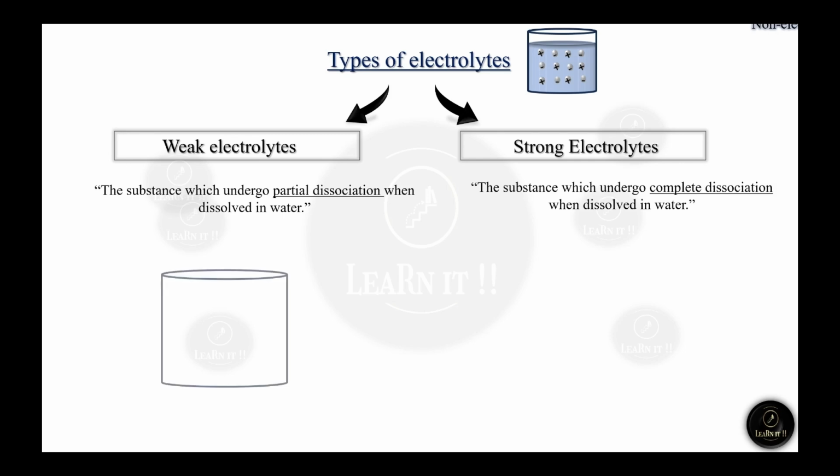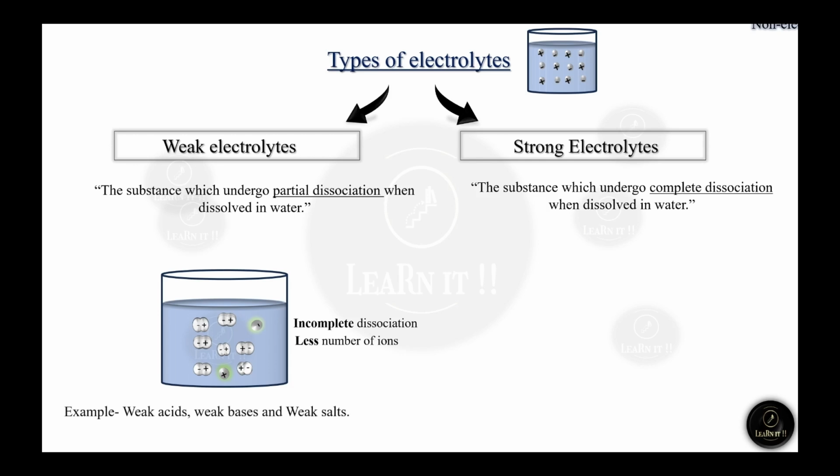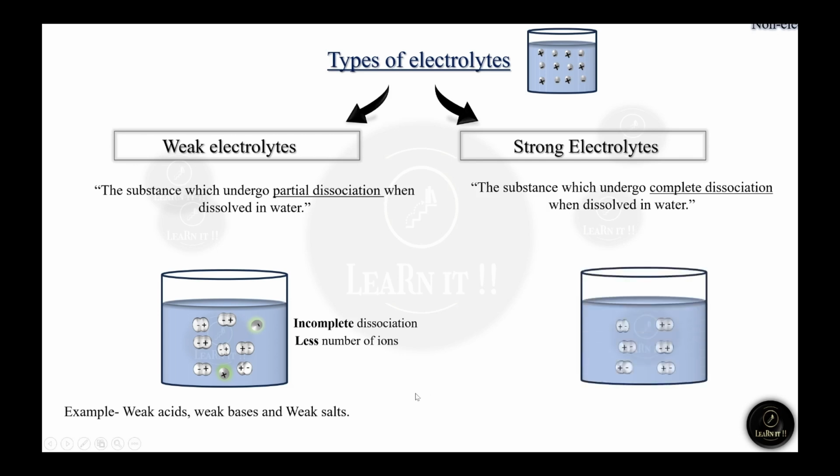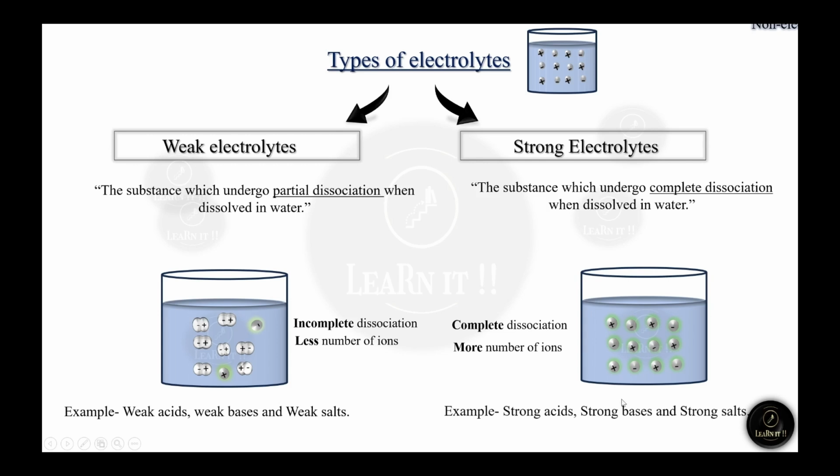In the case of weak electrolytes, when we dissolve them in water, a smaller number of ions are produced because of incomplete dissociation. Examples of weak electrolytes are weak acids, weak bases and weak salts. Strong electrolytes, when dissolved in water, undergo complete dissociation and more ions are produced. Examples: strong acids, strong bases, and strong salts.